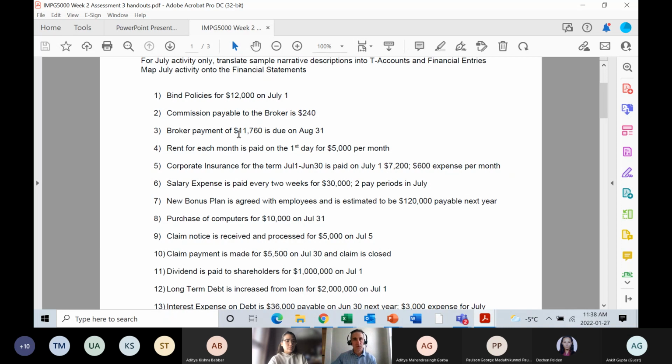And then we can also go through some of the terminology here. So when we talk about binding a policy, that means the insurance contract was agreed upon, it was bound. So that means there was a sale. We're going to do, again, just one small building block, dual entry, so it's just two items at a time: binding the policies for $12,000. There's no cash that's come in, and we're going to assume that this is the insurance company's perspective, that they sold the policy through a broker.